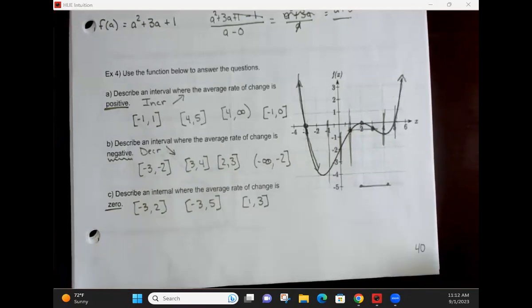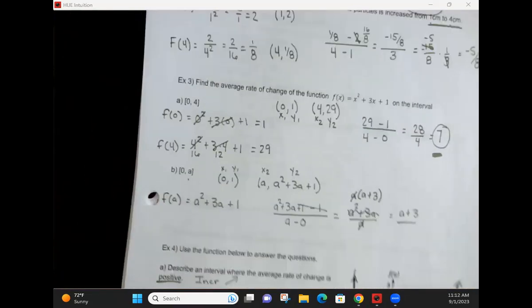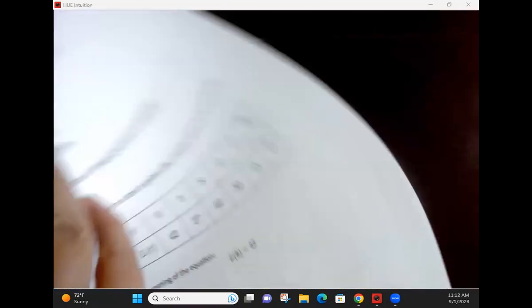Questions for me on increasing, decreasing, and average rate of change? Okay. Just a couple more examples for today. Turn the page for me, please.